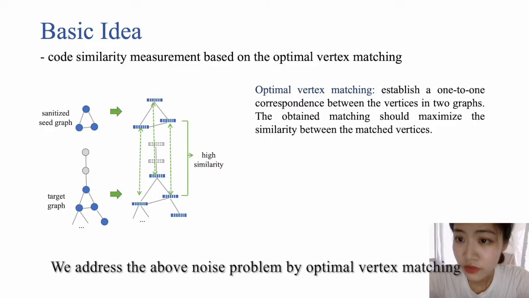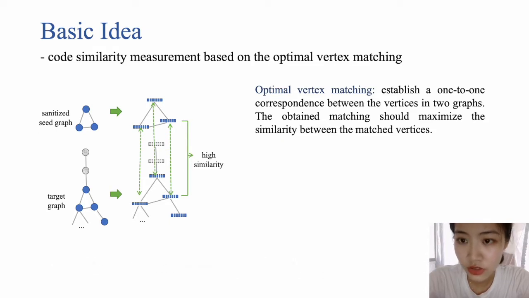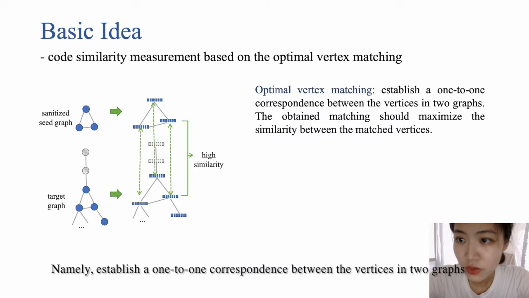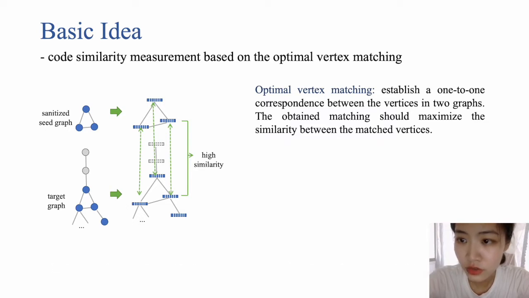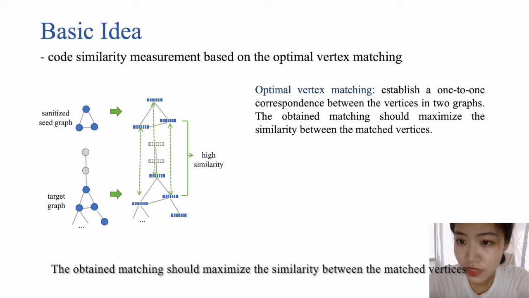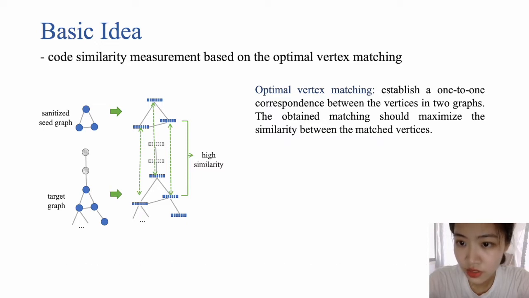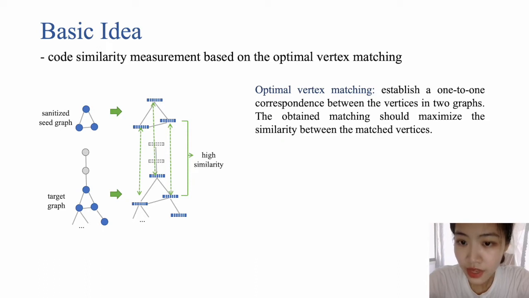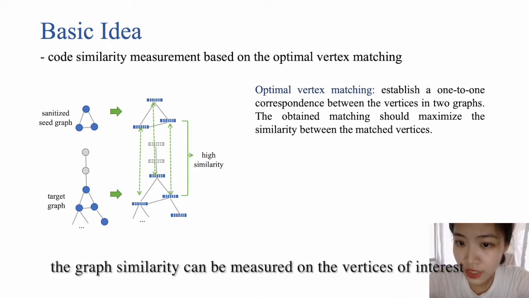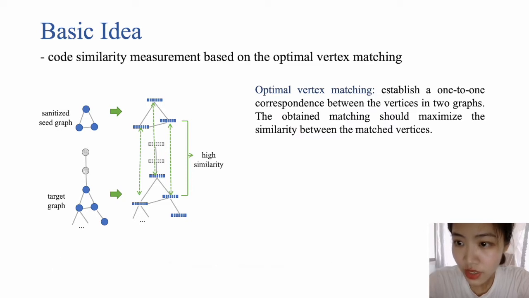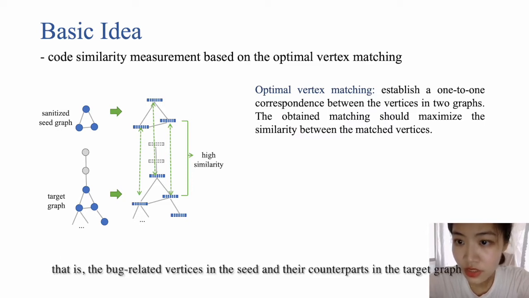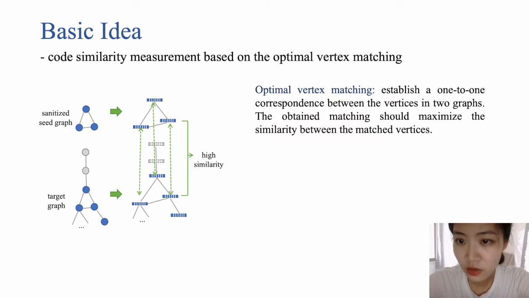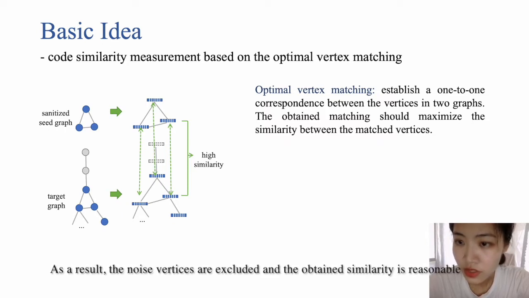We address the above noise problem by optimal vertex matching, namely, establishing a one-to-one correspondence between the vertices in two graphs. The obtained matching should maximize the similarity between the matched vertices. The similarity here should include the first-order similarity, second-order similarity, and higher-order similarity. As shown in the figure, the graph similarity can be measured on the vertices of interest, that is, the bug-related vertices in the seed and their counterparts in the target graph. As a result, the noise vertices are excluded and the obtained similarity is reasonable.